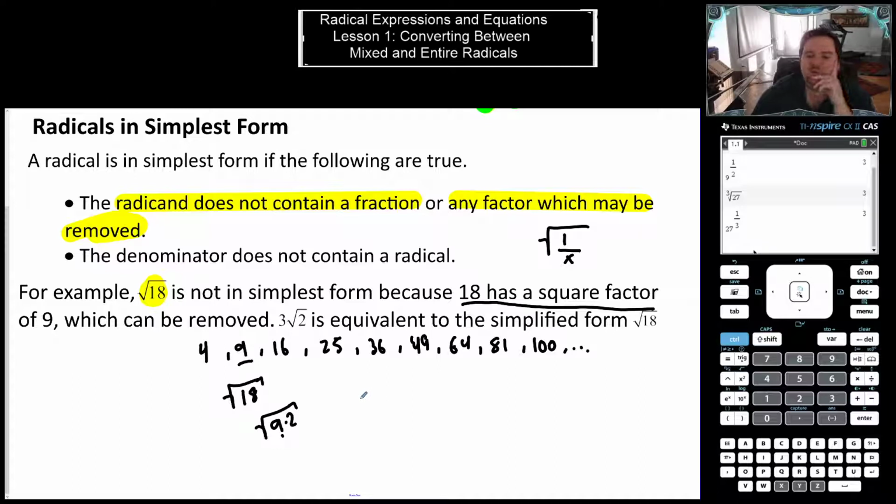Now, how do we remove it? This is kind of what the whole unit's on. If 9 is 3 squared, and 3 squared times 2 is 18, well, what happens when we have a square under a square root? Let's split this up. So let's look at 3 squared, and then let's use our law of exponents. What did we say the square root sign looks like when it's an exponent? 1/2.